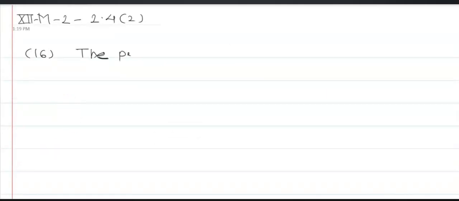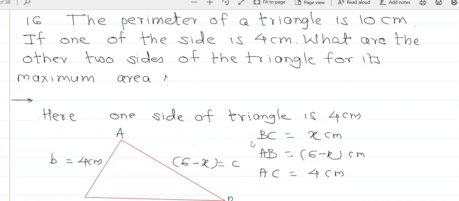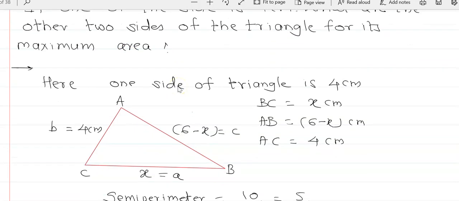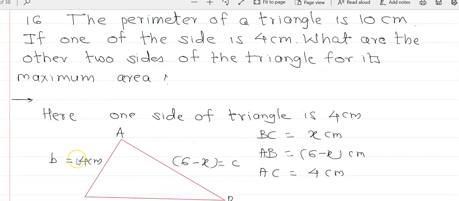Now the next is, I'll see the problem number 16. The perimeter of a triangle is 10 centimeter. If one of the sides is 4 centimeter, what are the other two sides of the triangle for its maximum area? We have given that here the perimeter is equal to 10 centimeter.